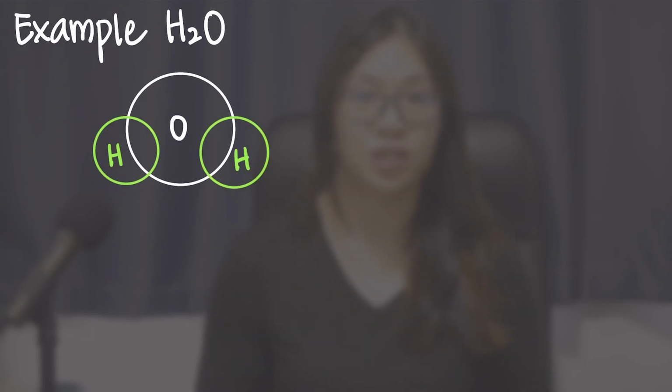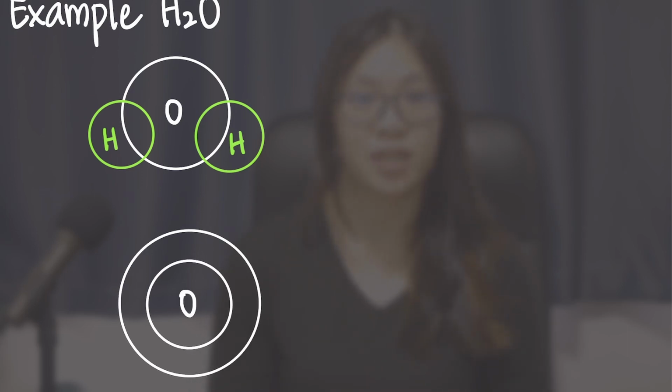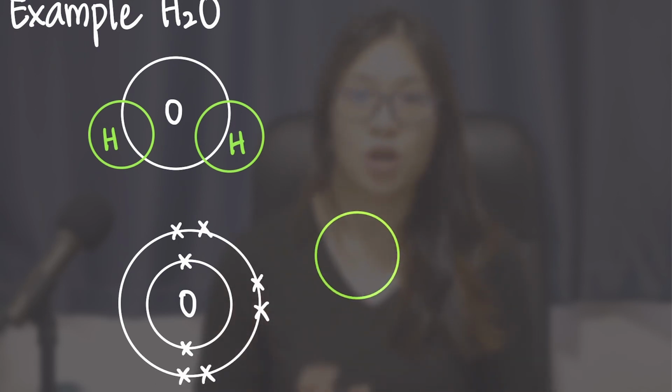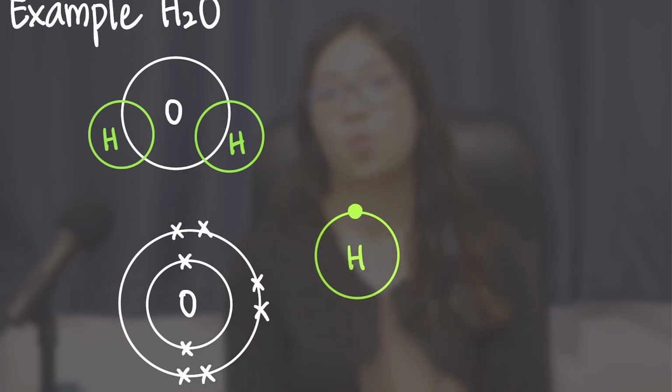If we look at the oxygen atom, it has 8 electrons altogether, with 6 electrons in the outermost shell and 2 electrons in the inner shell. The hydrogen atoms don't have as much, only 1 electron. This means that the oxygen needs 2 more electrons to be happy, and each hydrogen atom needs 1 more electron to be happy. So we can play around with this.